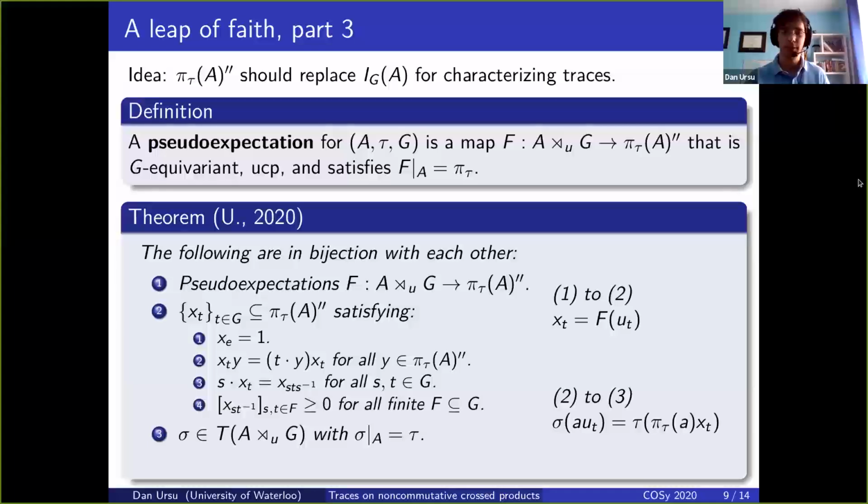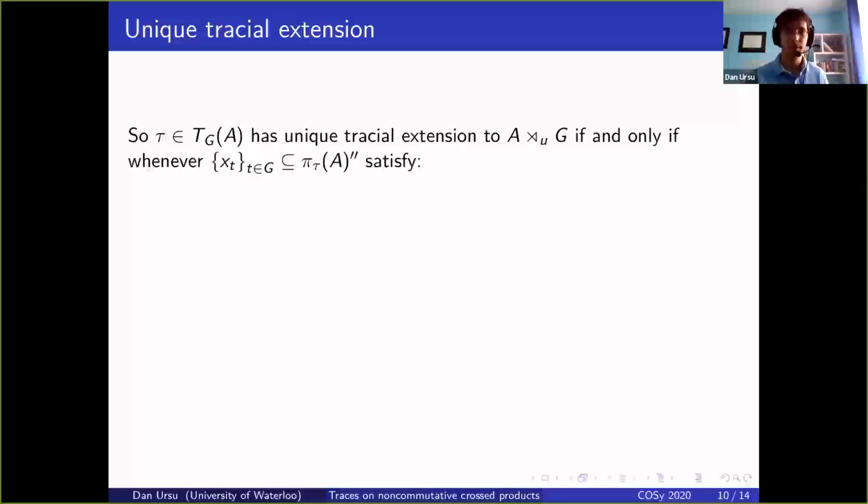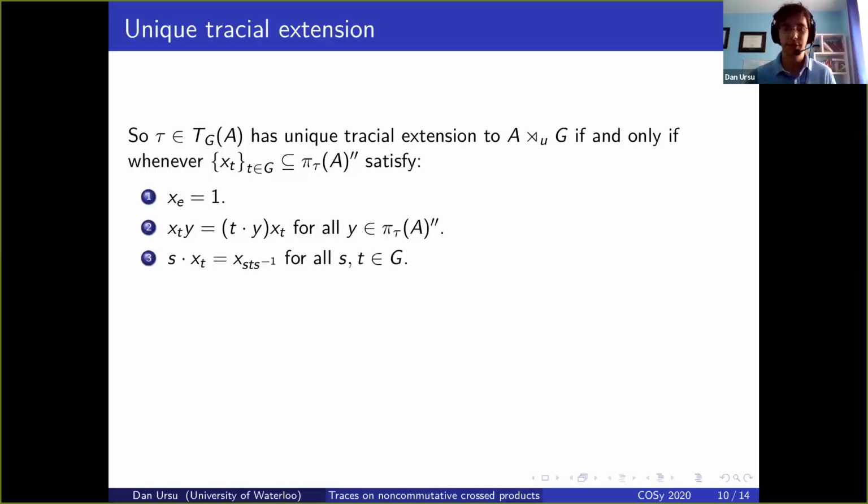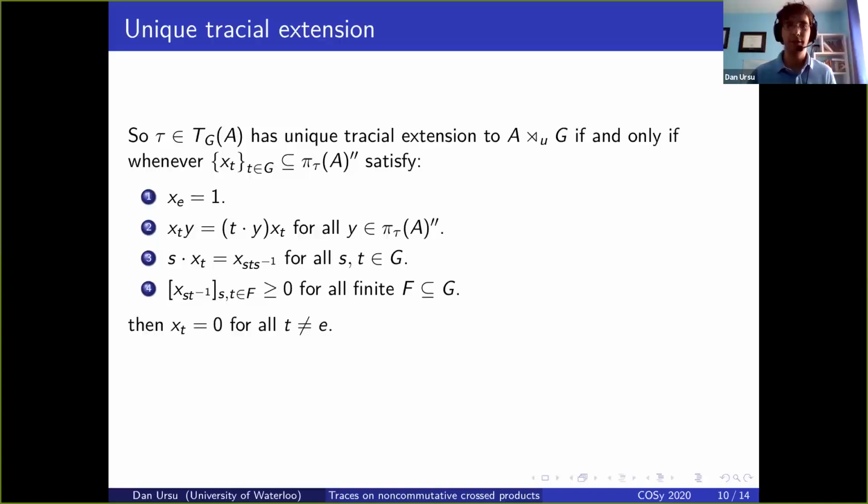Okay, so what's something we can deduce from this? Well, given any fixed G-invariant trace, it has a unique tracial extension to the universal cross product if and only if whenever xt are as before, so again, xe is 1, you have this freely acting condition, you have this conjugation condition, and you have this positivity condition, you have unique tracial extension if and only if whenever you have such elements, they are all necessarily 0, except of course for the trivial group element.